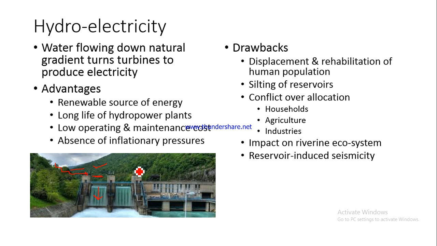So this is what silting is, and naturally it is going to cost you a lot of money, and that is one more drawback of the hydroelectric projects. Then let us talk about the conflict over allocation.